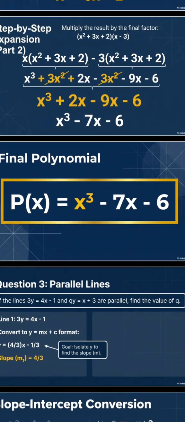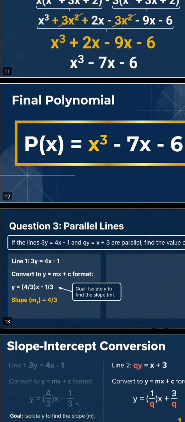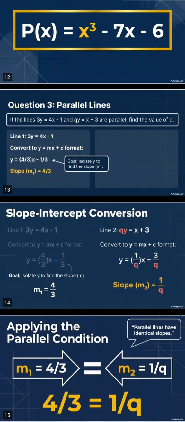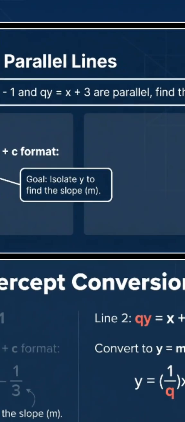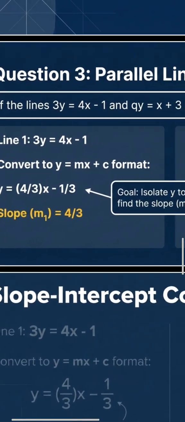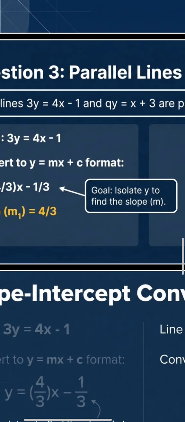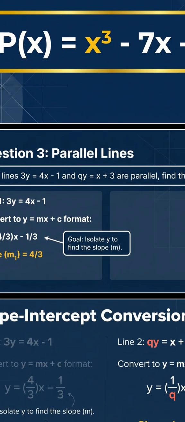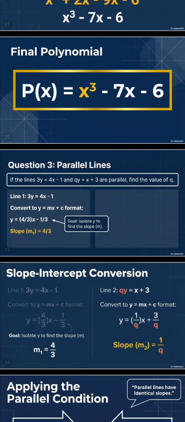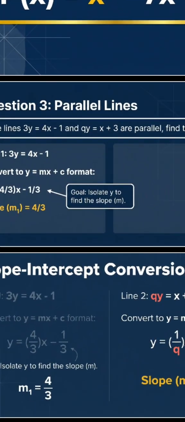The polynomials will give us x cubed minus 7x minus 6. Then let's go to the third one, which has to be coordinate geometry. We're given that if the line 3y is equal to 4x minus 1 and qy is equal to x plus 3 are parallel, we have to find the value of q.